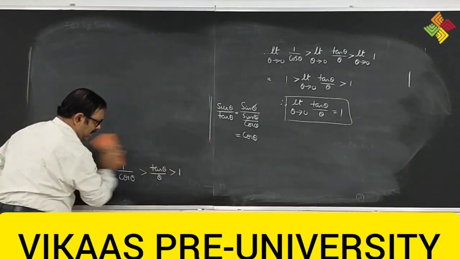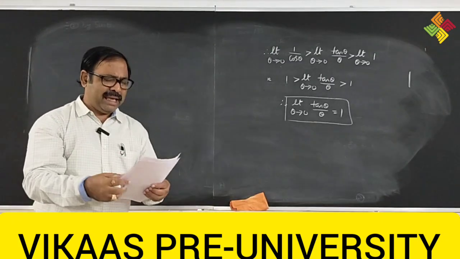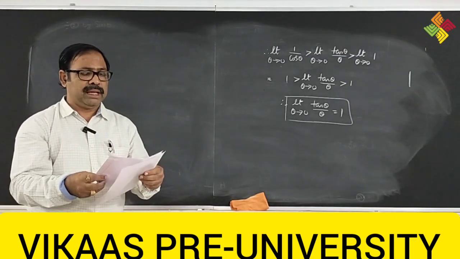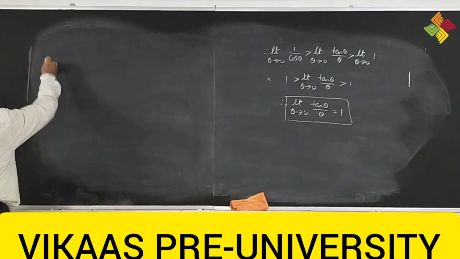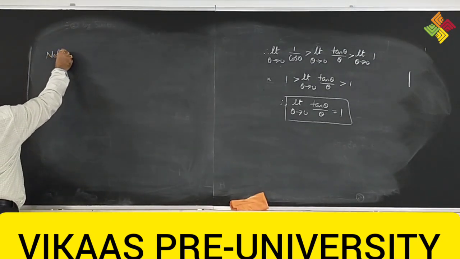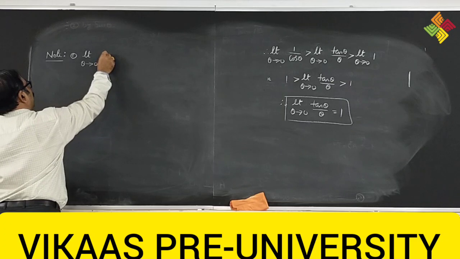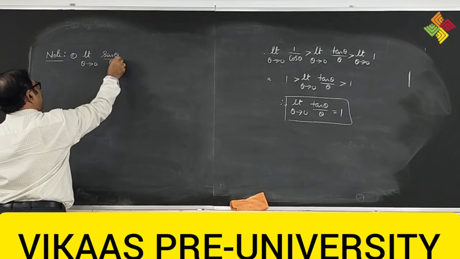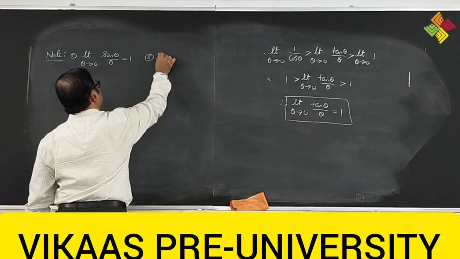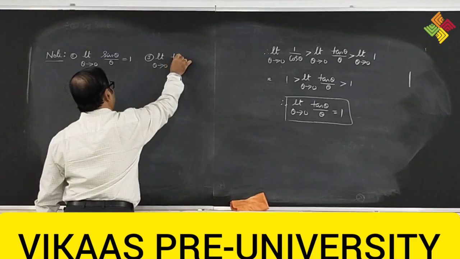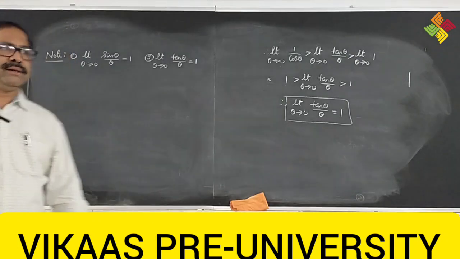Now we have to work out problems based on this. It has a lot of applications. Now, listen. First, we have limit theta tending to 0 sin theta by theta equal to 1. And second one, limit theta tending to 0 tan theta by theta is 1.